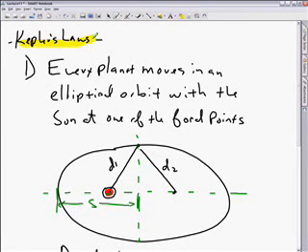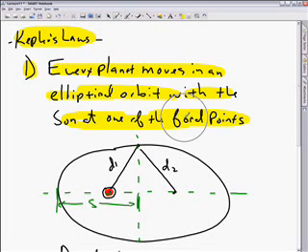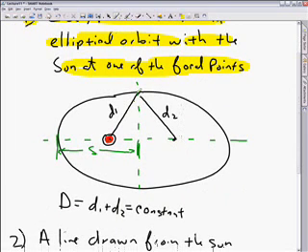Okay, then now let's take a look at Kepler's laws. Kepler was an astronomer, and he came up with 3 laws about the motions of planets. Okay? So his first law says that every planet moves in an elliptical orbit with the sun at one of the focal points. Okay? So again, we'll take a look here.